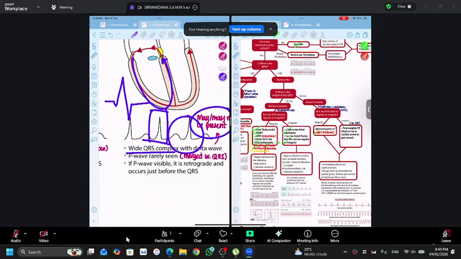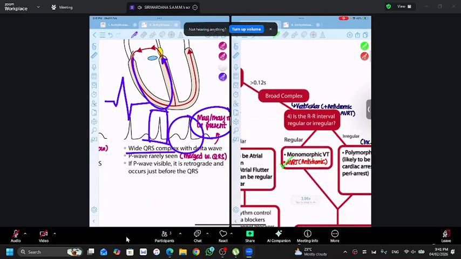So another thing to remember here is that even though antidromic AVRT is a supraventricular tachycardia, it is broad complex.